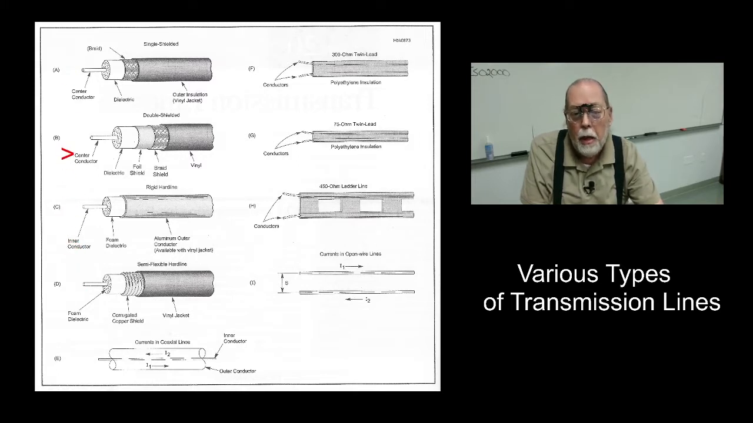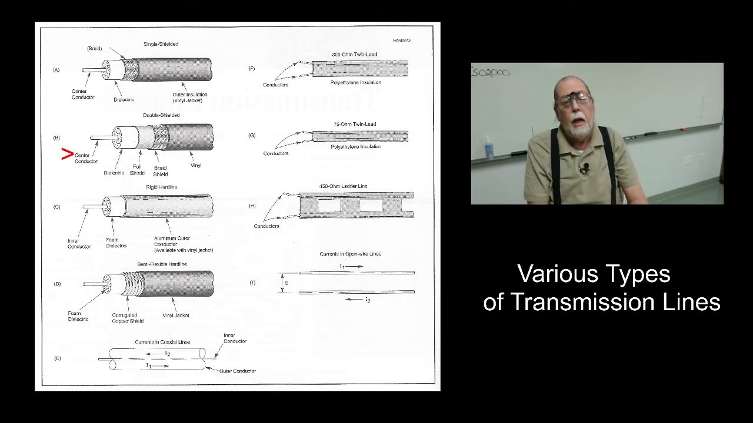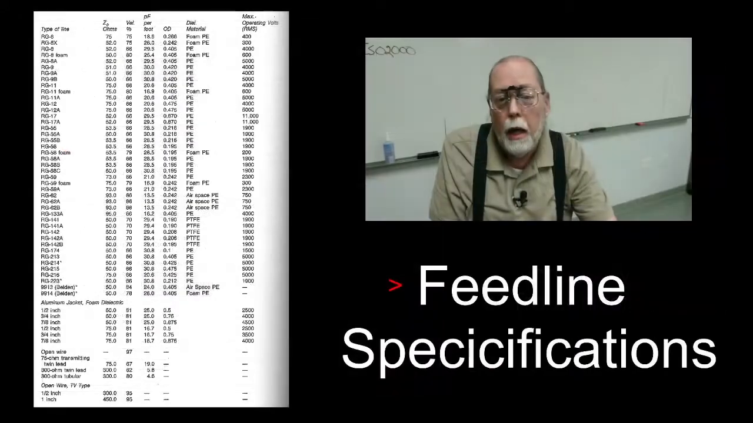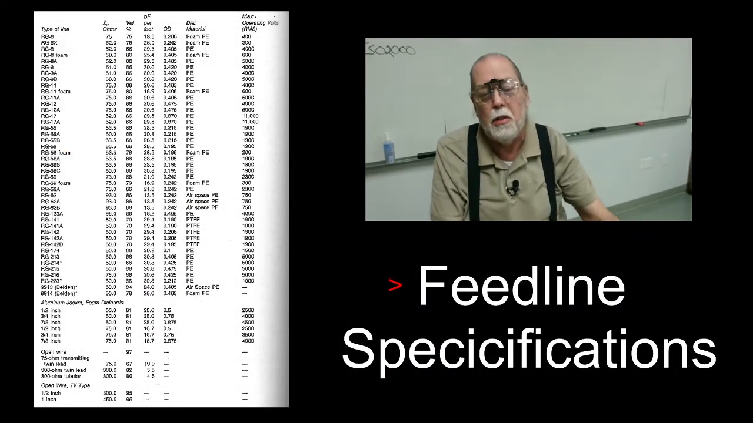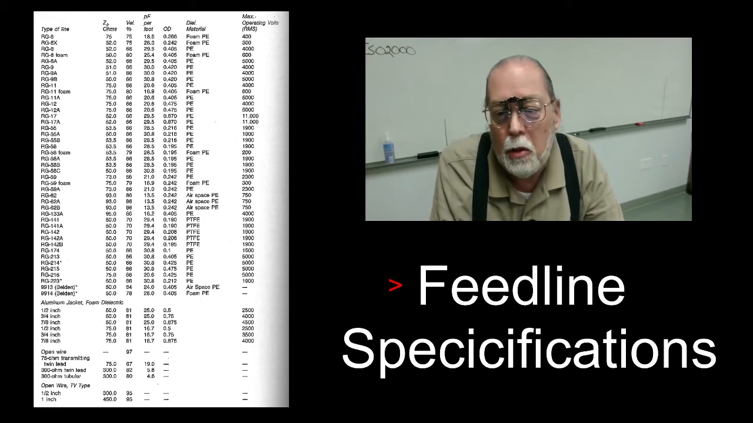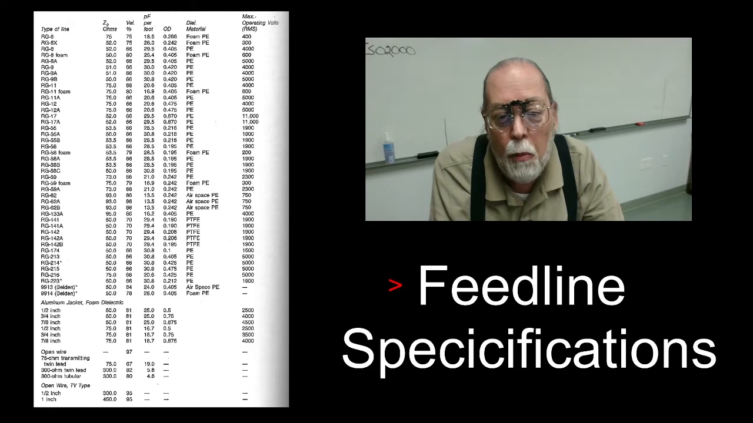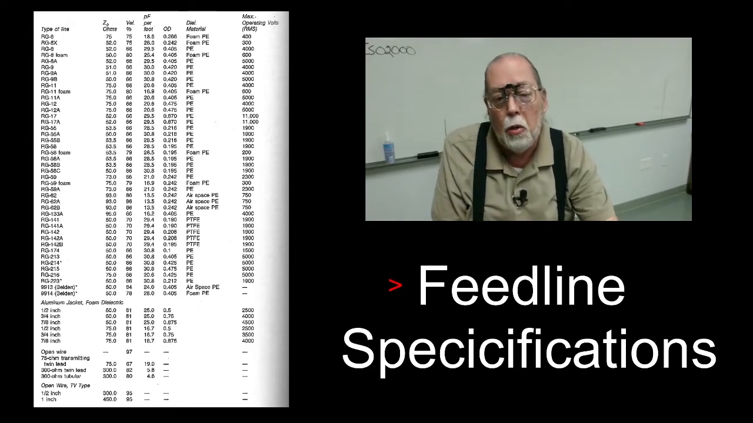And there are many, many different types of coax. It comes in many different sizes and so on. If you go to an ARRL handbook or an ARRL antenna book, you can get a list of line specifications. This is just one. It might be too small for some of you to see, but in the first column is the name. The second column is what we call the impedance, and I'm going to talk about that quite a bit. And you can see how many different types of coaxial cable there are.